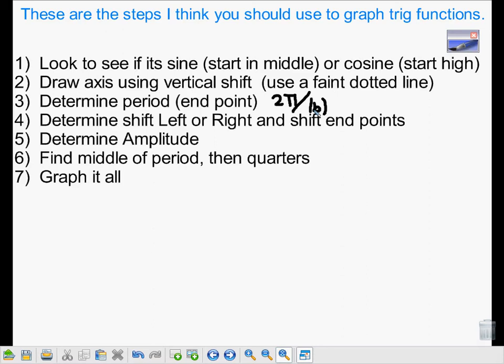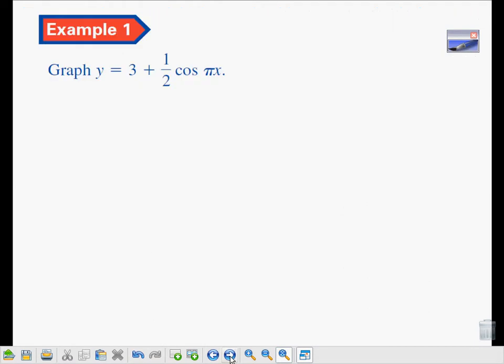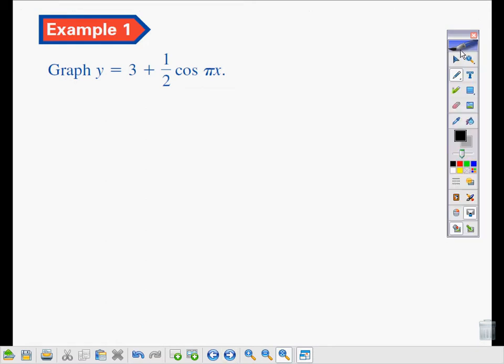Okay, I hope that was enough time to get them all down. If not, I can come back later at the end of the hour. Here's the first one I'm going to do. Graph y equals 3 plus half cosine pi x. So I'll let you write that problem down while I attempt to draw a sketch of this graph.